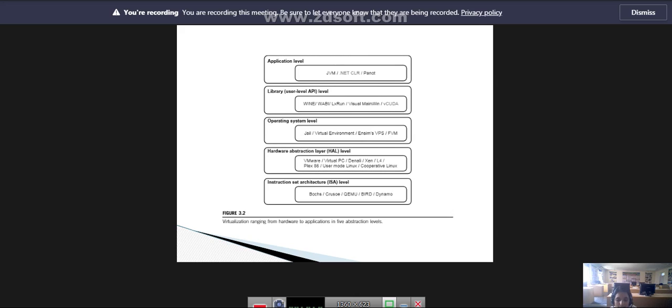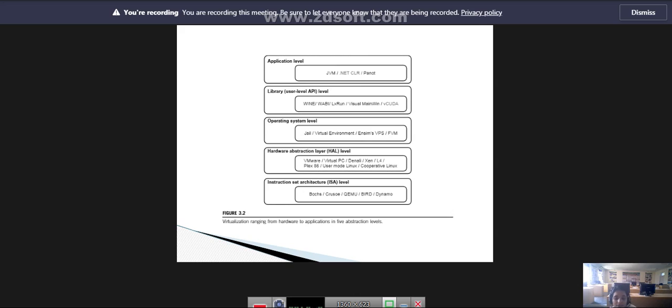Next, operating system level. Operating system level virtualization creates containers on a single physical server and operating system instance to utilize the hardware and software in data centers. The containers behave like real servers. OS level virtualization is commonly used in creating virtual hosting environments to allocate hardware resources among a large number of mutually distrusting users. This is called the operating system level.